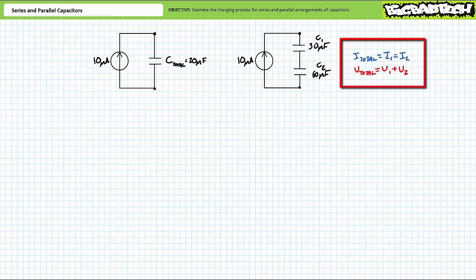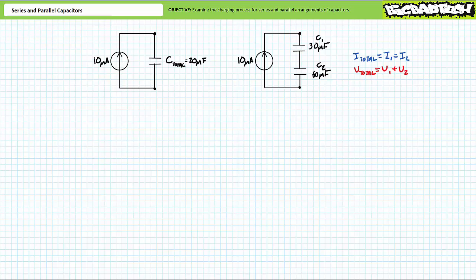Notably, current through elements in series is the same, and total voltage across the series arrangement is the summation of voltages across the individual capacitors comprising the series arrangement. V total equals V1 plus V2. Unlike our previous analyses featuring identical capacitors in series, this time voltage will be apportioned unequally among these different capacitors.